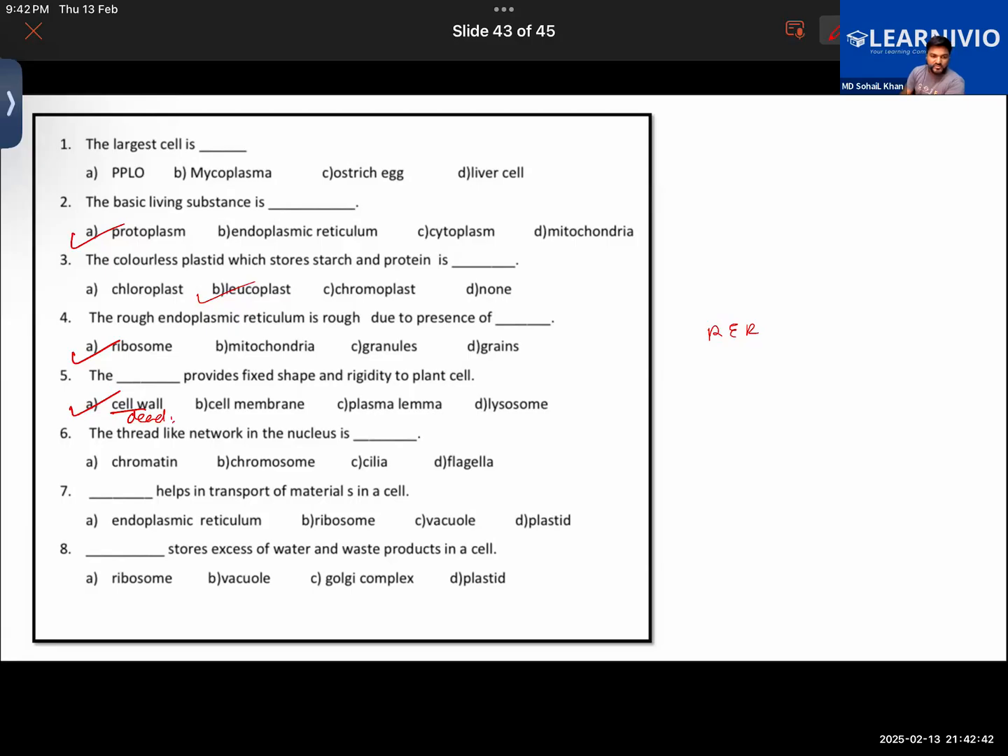Okay, dash helps in transport of materials in a cell. Endoplasmic reticulum. Exactly. Good. And the last one, vacuoles. So they act as a storage house. Okay, what about the lysosomes? What function do the lysosomes perform?